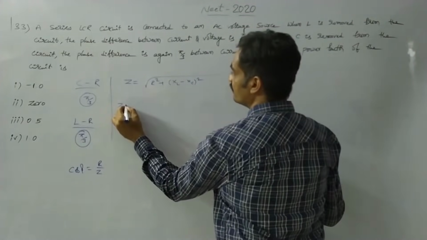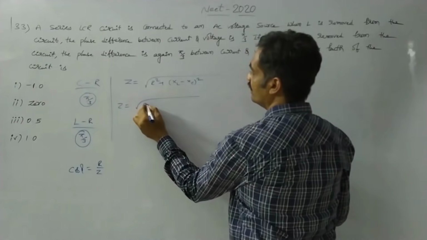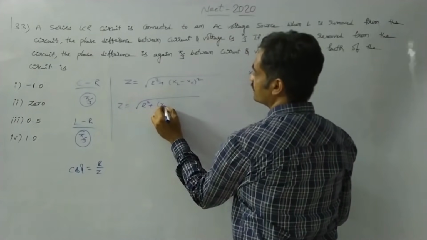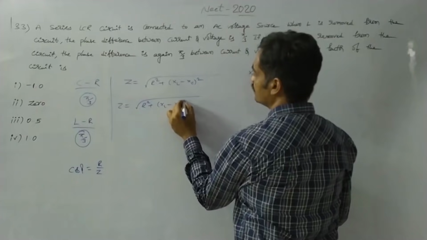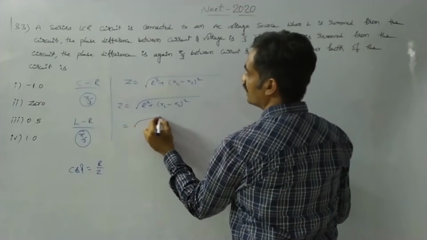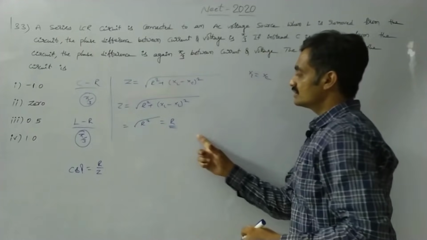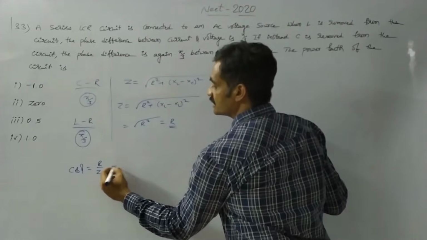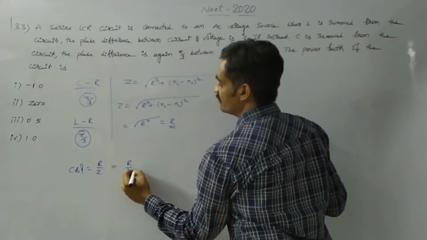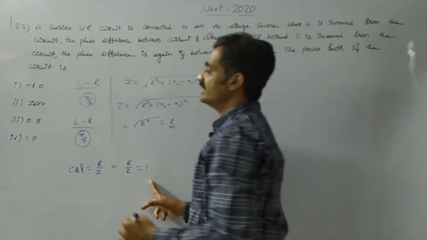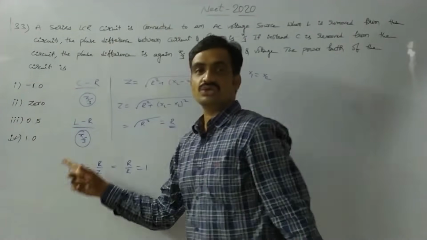So if I substitute here, we have Z equals under root of R square plus XL minus XL whole square, which is nothing but under root of R square. So we get impedance Z equals R. If I substitute this value, we have cos phi equals R by R, which is equal to 1. So option is 4. Take a screenshot, we will continue.